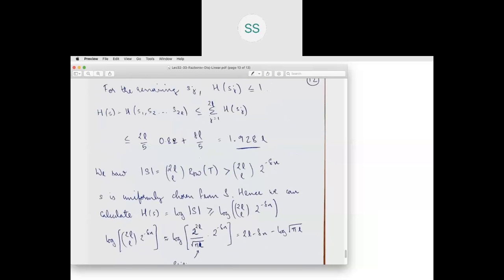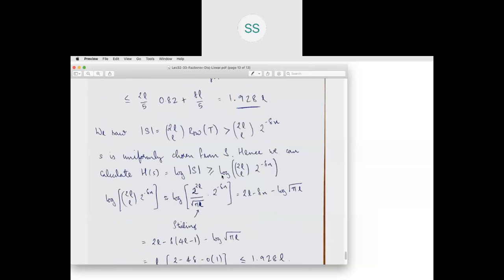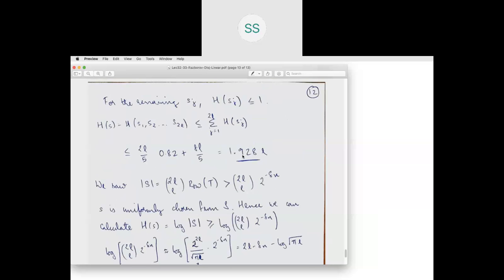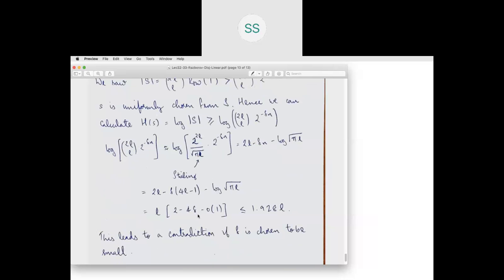But we know that the entropy is less than or equal to this also. So we know that this is an upper bound on the entropy, and this is a lower bound on the entropy. So now, the entropy is at least this and at most this.